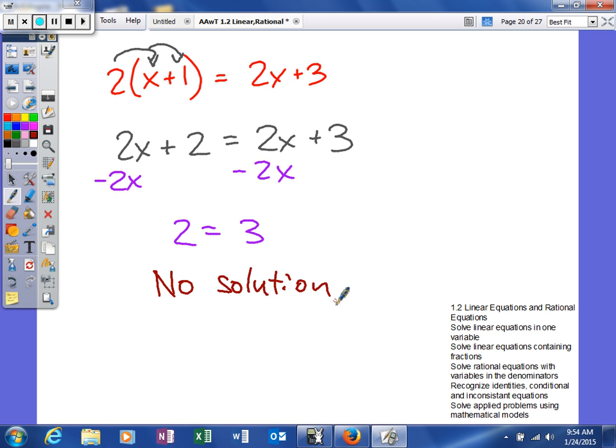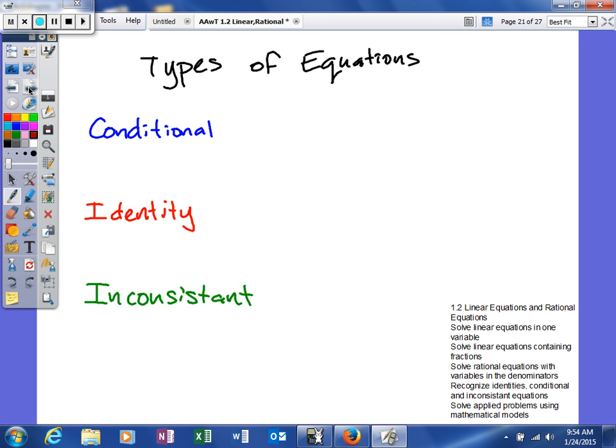Which brings us to the different types. So let's look at the different types. There are 3 different types. Conditional. Conditional basically means this. Our variable, x, in an equation is conditional. There are some values for x that will make it true. There are some values for x that will not make your equation true.